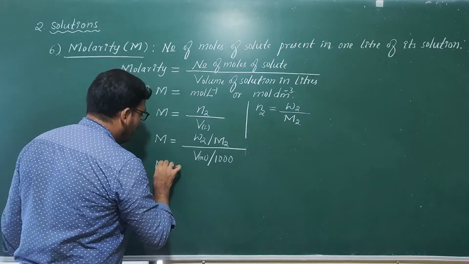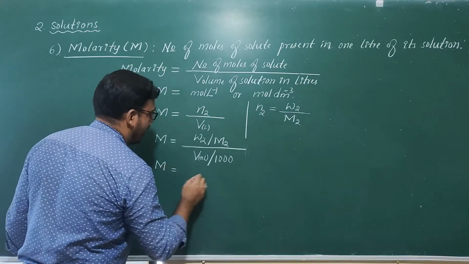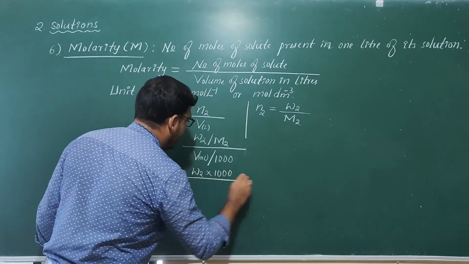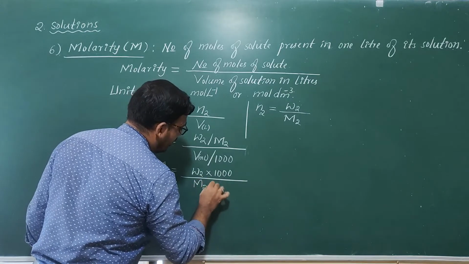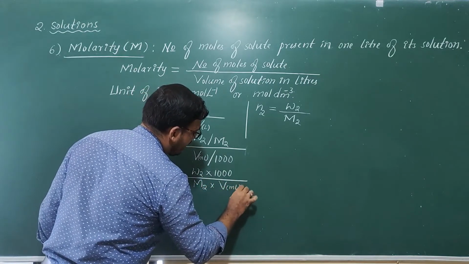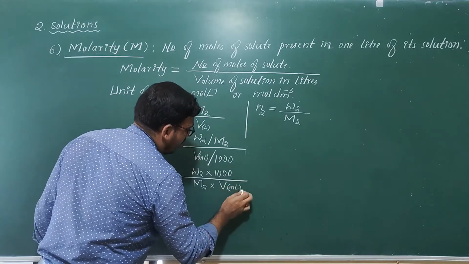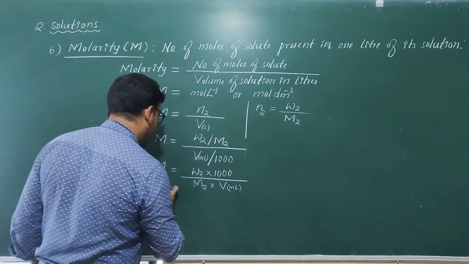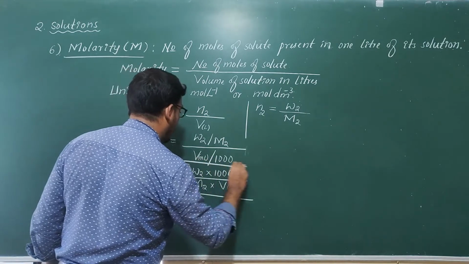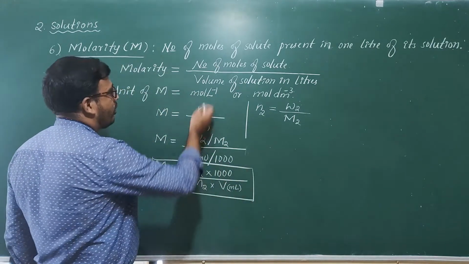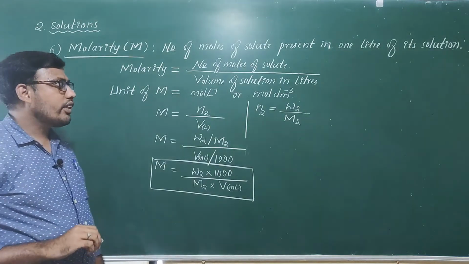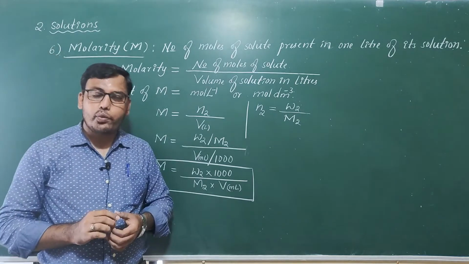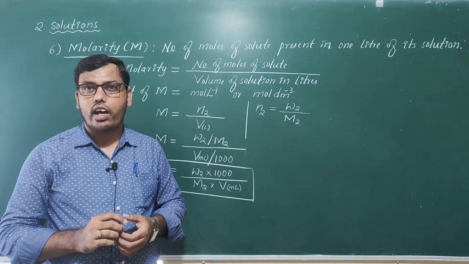So the numerical formula for molarity can be written as W2 into 1000, after rearranging, divided by M2 into V. V must be in ml, in milliliter, because we have taken the conversion factor 1000 here. So this is the formula to calculate molarity. Or simply we can calculate using number of moles of solute divided by volume of solution in liters.